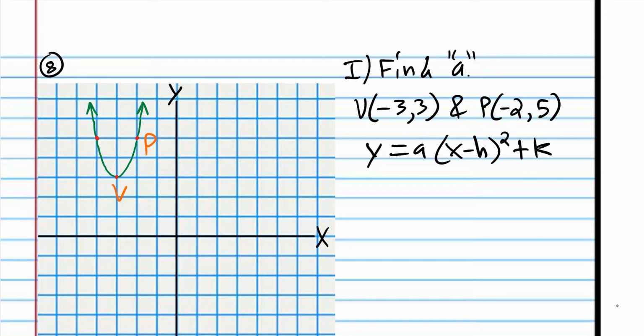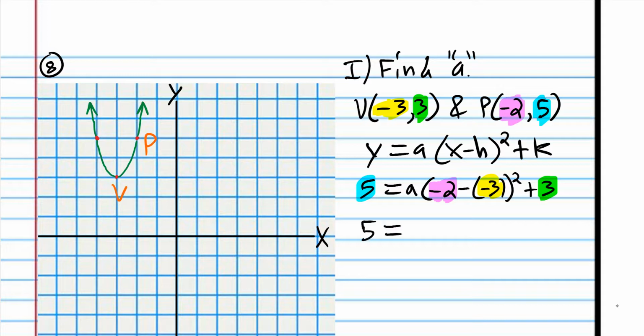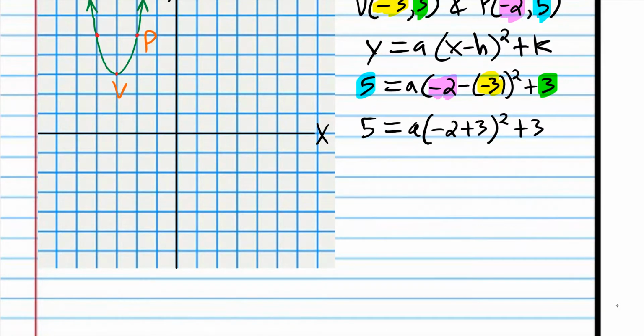For y, I'm going to plug in the y value of our point. For x, I'm going to plug in the x value of our point. And h is the x value of the vertex. And k is the y value of the vertex. And I'm going to color those. And then we're going to simplify. That's a double negative, so it becomes -2 plus 3 squared. And -2 plus 3 is 1.